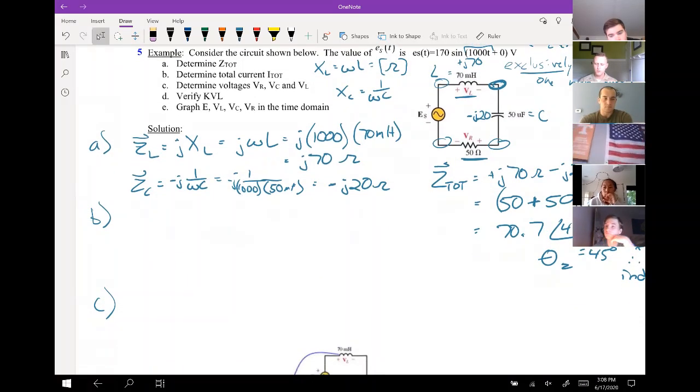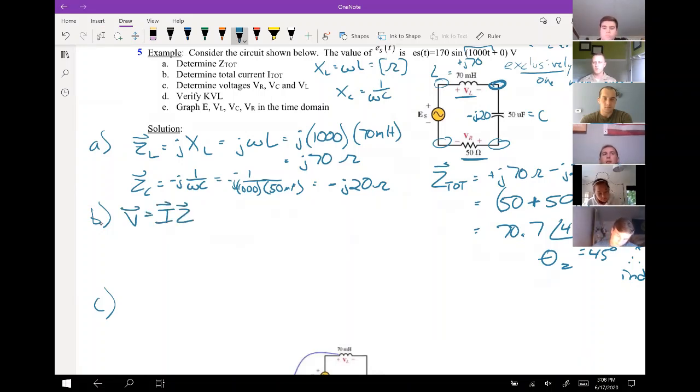Now for I total, back to our favorite law, V equals IZ. But note that I have my E in a time domain. I need to put my E, which is V here, into a vector.